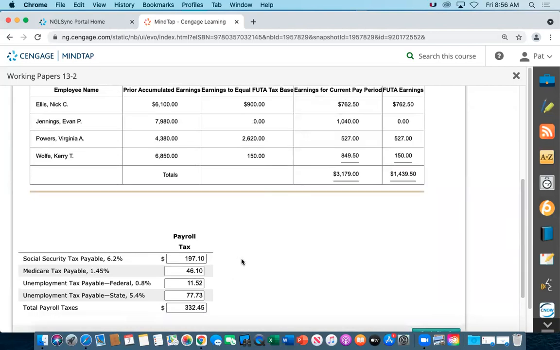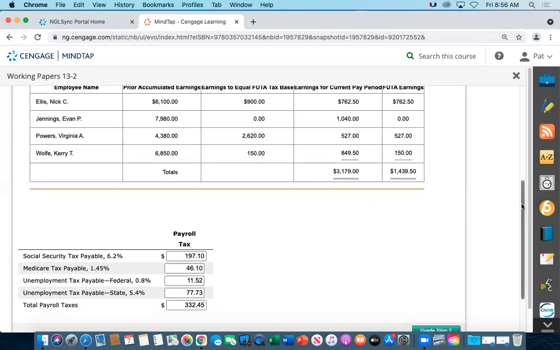Do you guys get where we're getting these? Social Security and Medicare come from total earnings. Federal unemployment and state unemployment come from the federal unemployment taxable earnings column. Okay.